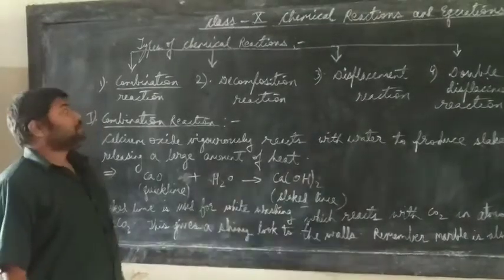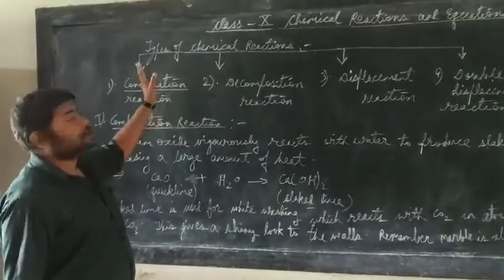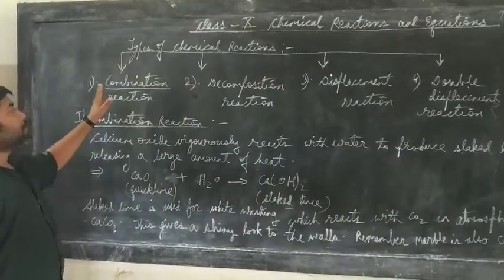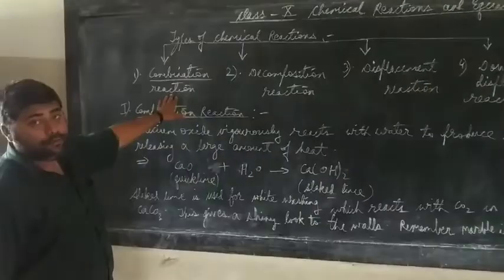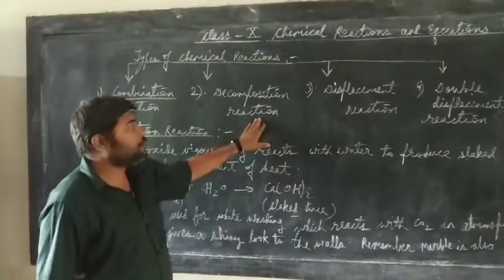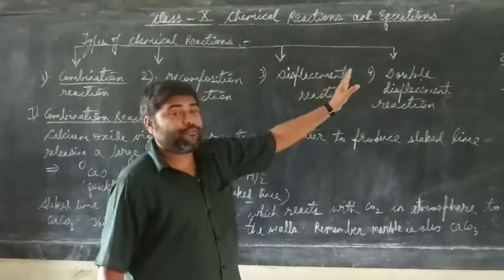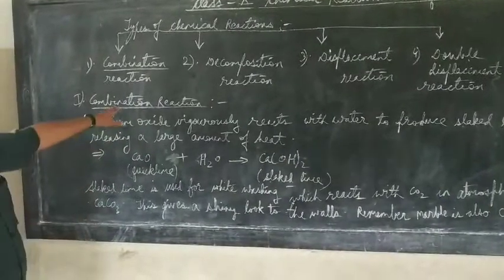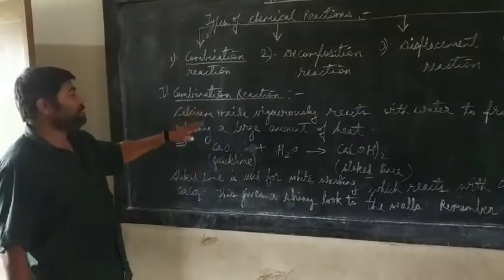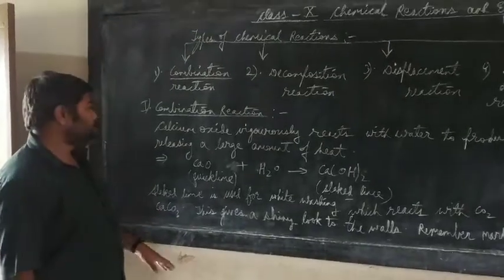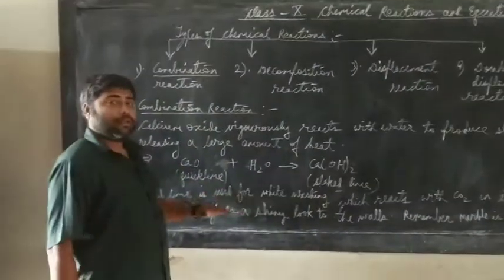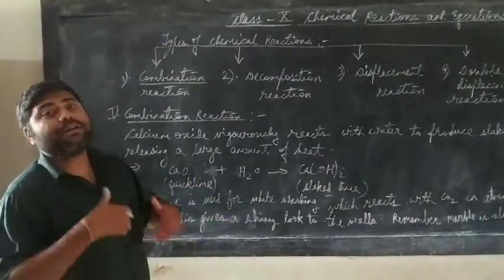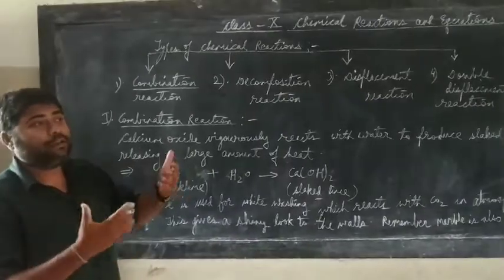Now students, now we will start with the types of chemical reactions. Look here. First one is combination reaction, second one is decomposition reaction, third is displacement reaction, and fourth is double displacement reaction. What do you mean by combination reaction? As the word suggests, combination reaction is a reaction in which two substances or two elements combine to form a single element or single compound or substance.